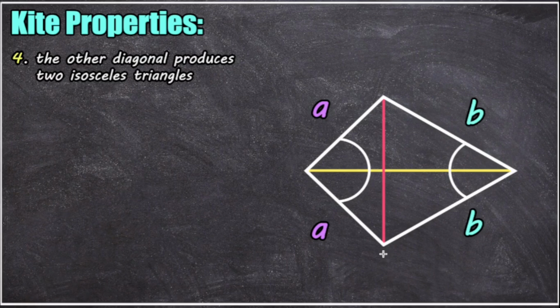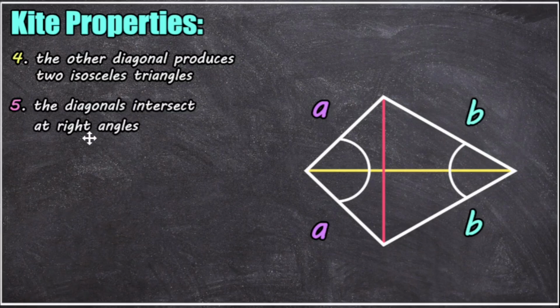If we examine the edges of the triangle on the left, we see that it has two edges of length A and it has the base. So this triangle must also be isosceles. And so that satisfies the fourth property, that the other diagonal, which we just drew, produces two isosceles triangles. Now let's move on to property number 5.